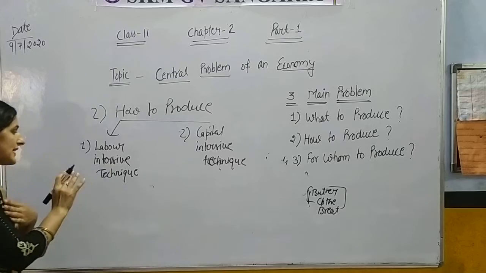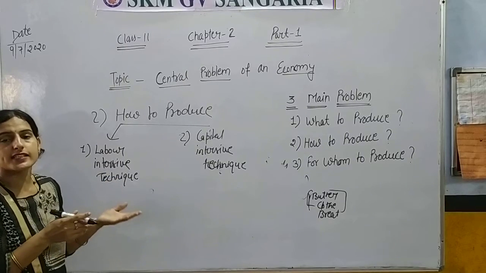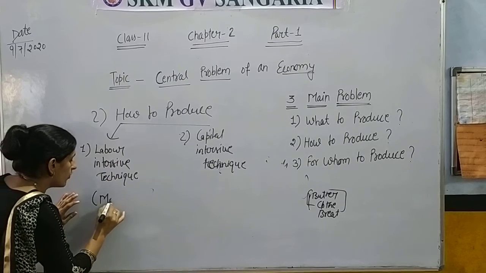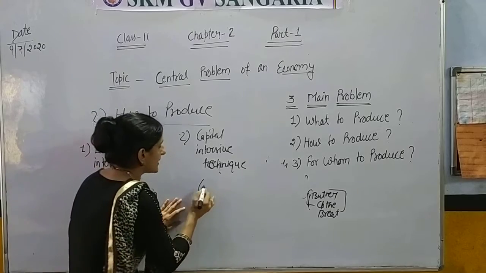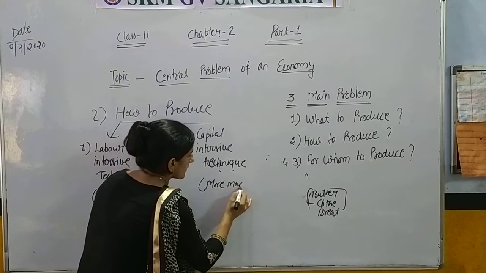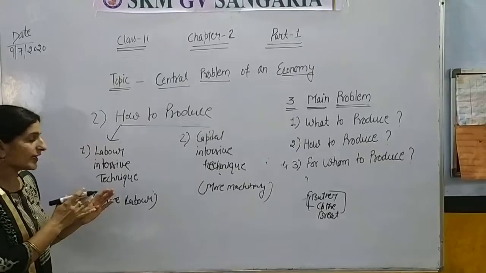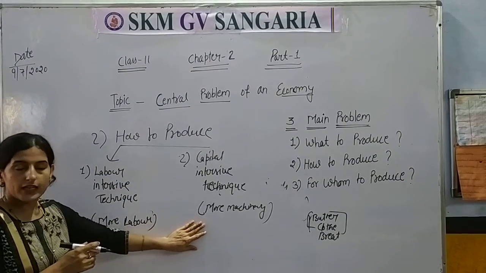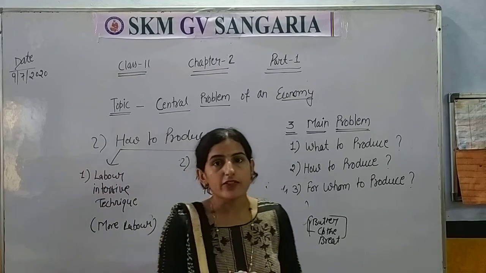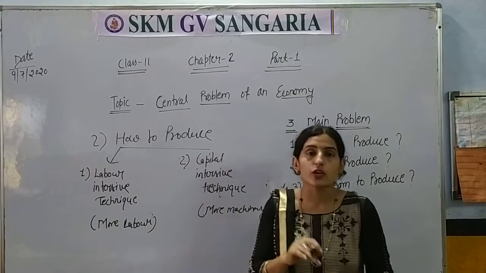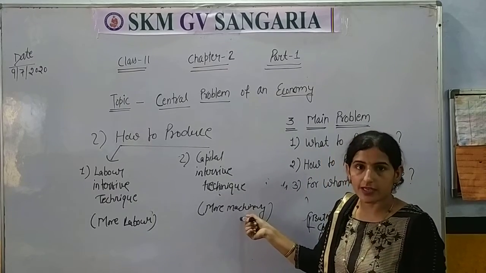In labor intensive technique, what happens? We use more quantity of labor compared to machinery, or we can say capital. More quantity of labor is used in the production, and in capital intensive, more capital means more machinery. Then here the problem also came, what technique should we use, labor or capital. So if we use labor in more quantity for the production, then it will solve the problem of employment in the economy, but there will also be the problem of less use of machinery.